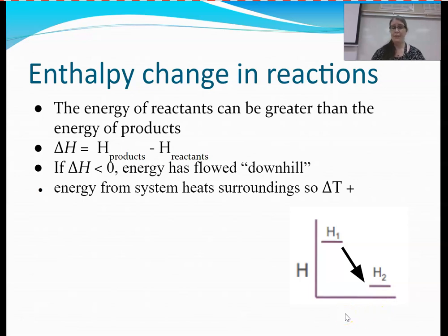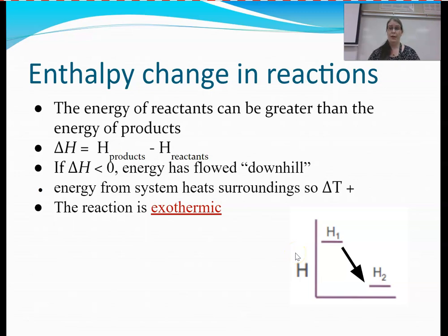That energy that comes out of the chemicals in our system heats up the surroundings. So our change in temperature is positive. And this then is exothermic. So I would very much suggest draw this diagram. Make sure that you've labeled it as exothermic so you know which way the reactants and the products go. And make sure that you note that when delta H is negative, delta T is positive.